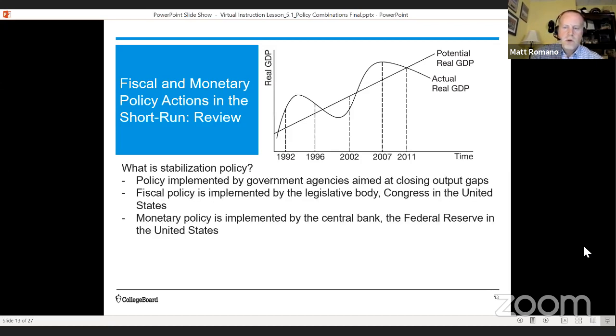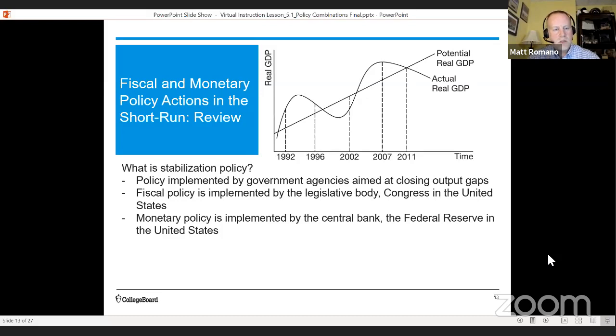Well, what we're going to be talking about are policies that are implemented by government agencies. The intention here is to close down those output gaps, to smooth that business cycle that we see up here, to make these gaps between potential and actual a little bit smaller, and to do so in the short run.